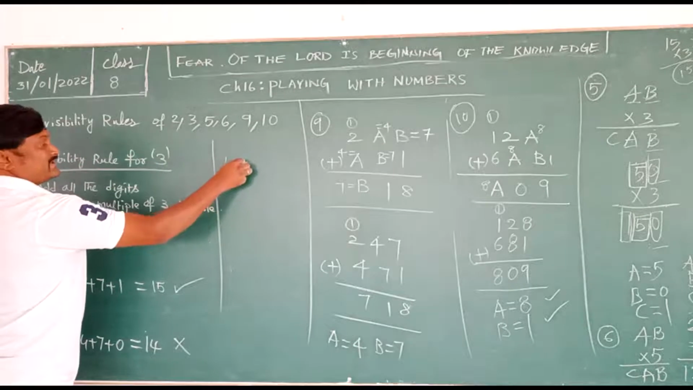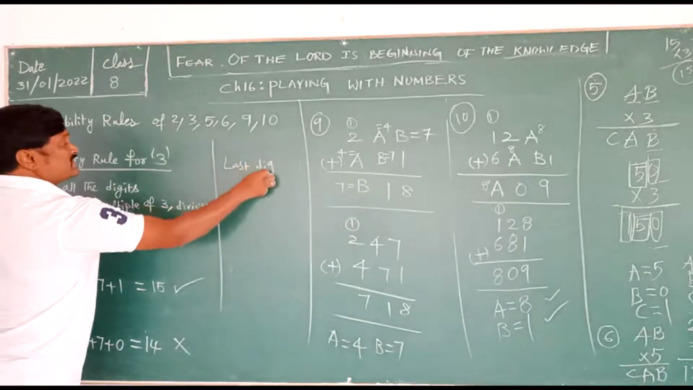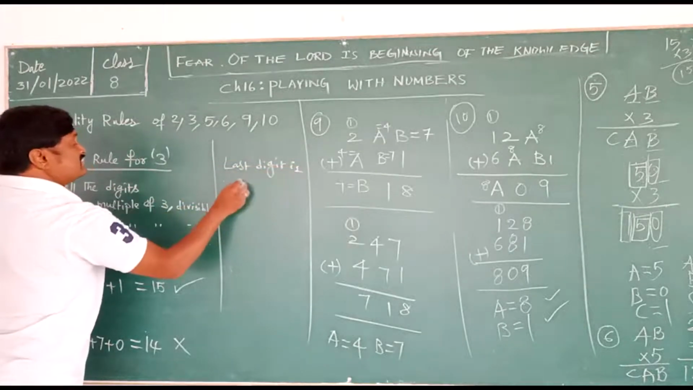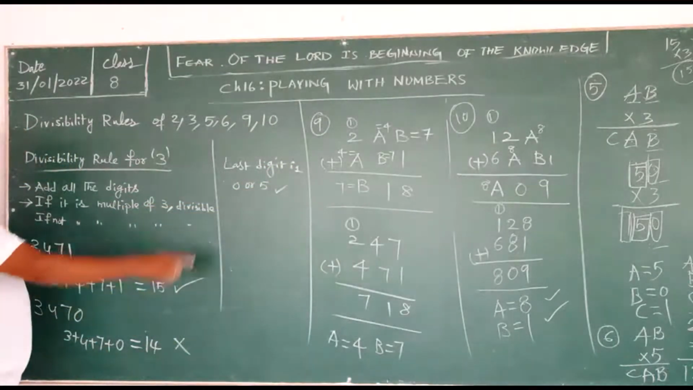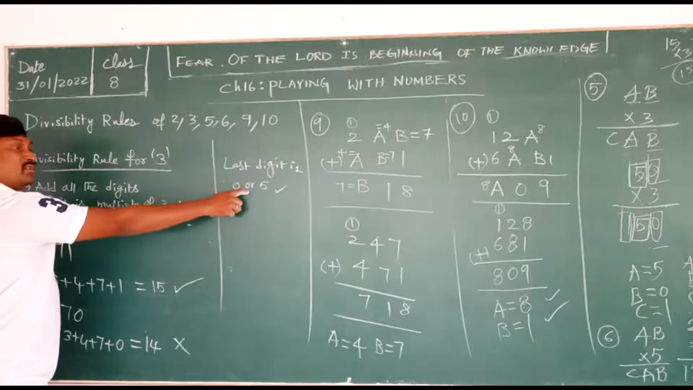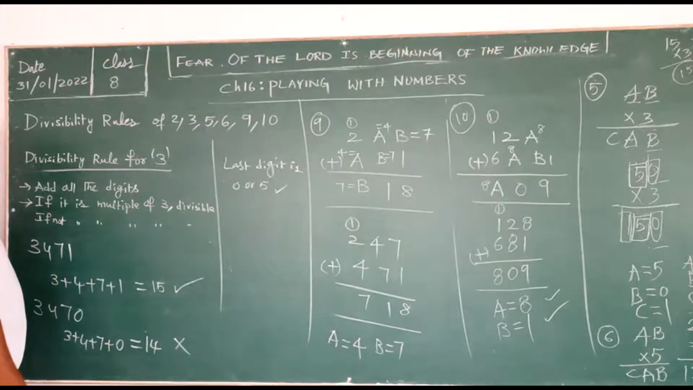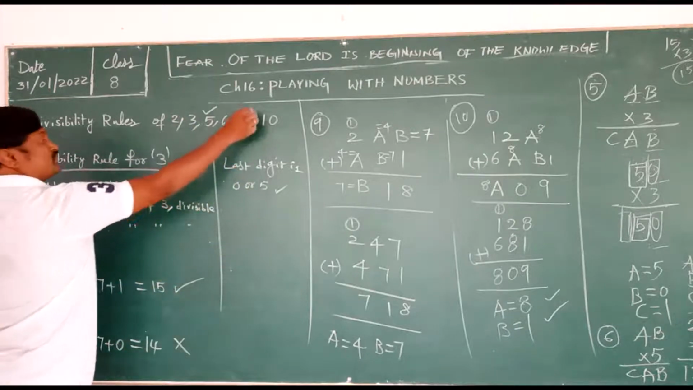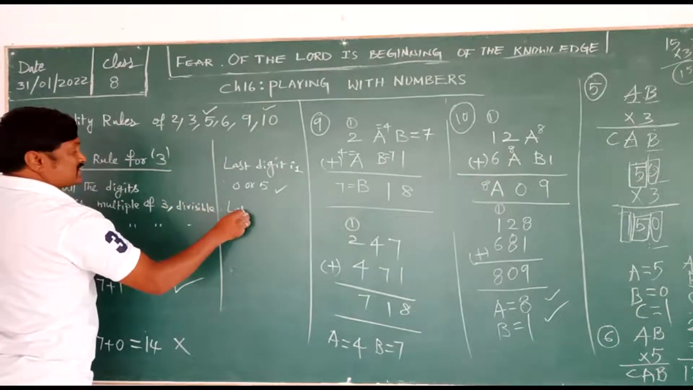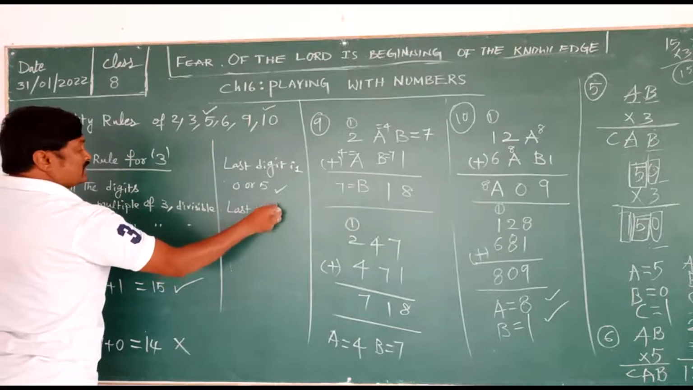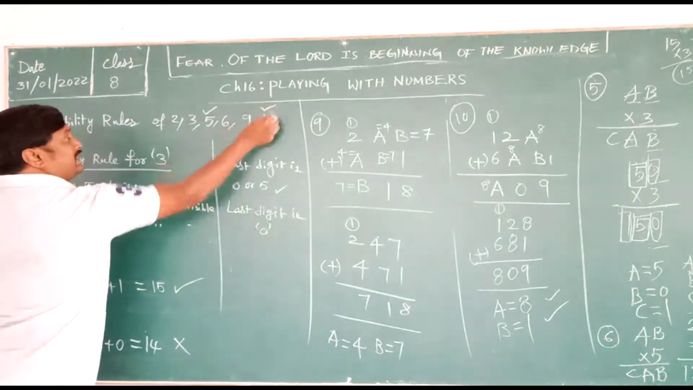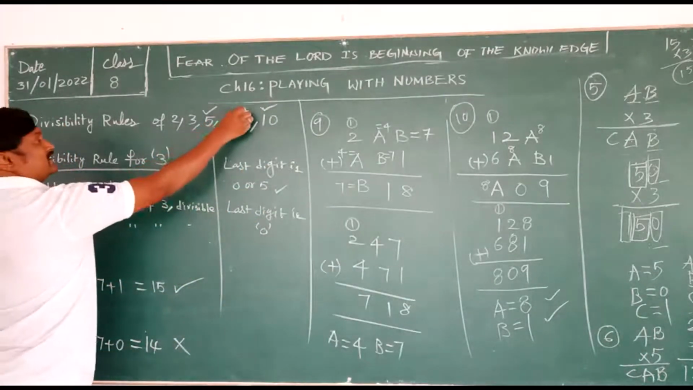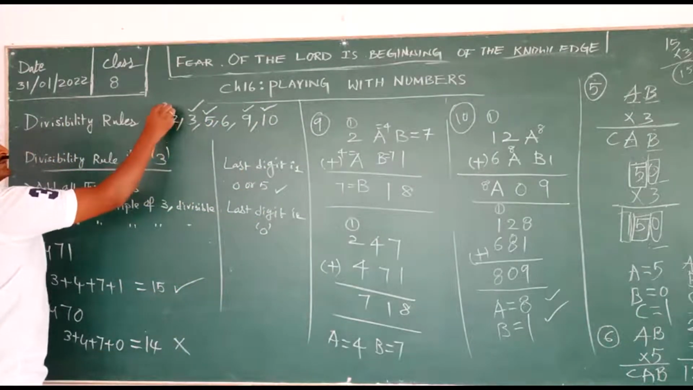Similarly, let's take the divisibility rule for 5. Last digit, if the last digit is 0 or 5, then it is divisible by 5. So the divisibility rule for 5 is finished. Let's move on to 10. If the last digit is 0, then only it is divisible by 10. Then 9 is also finished, 3 is also finished, 2 is also finished.